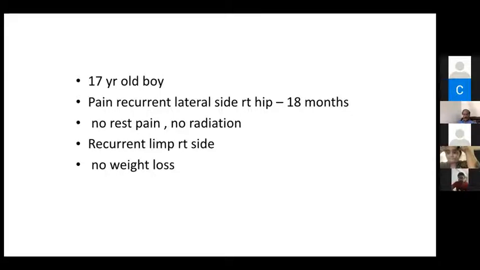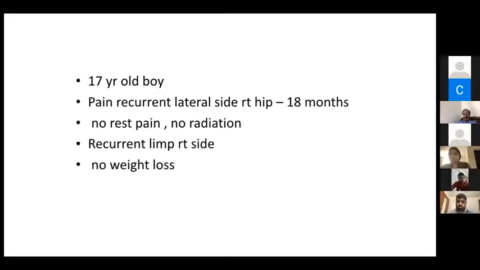Why not a chronic infection? No constitutional symptoms, no history suggestive of any infection, no fever. It's 18 months, sir. It's more than 1 year, so it wouldn't be an acute infection. It's a chronic infection, sir? No, it can be a chronic infection.